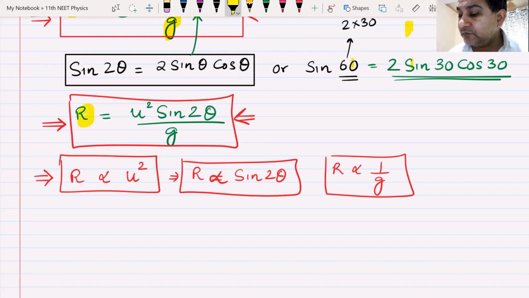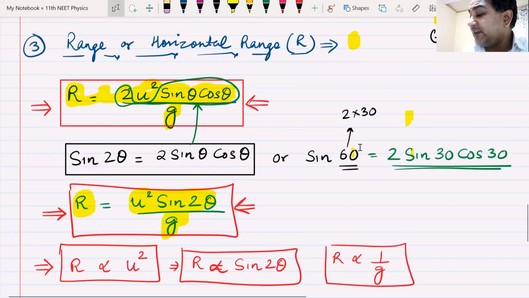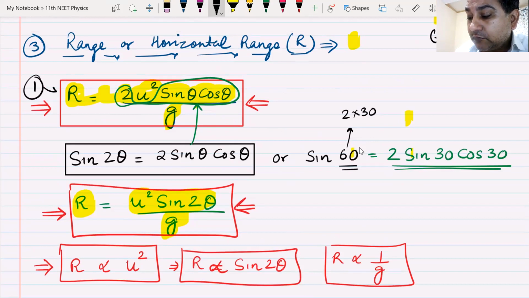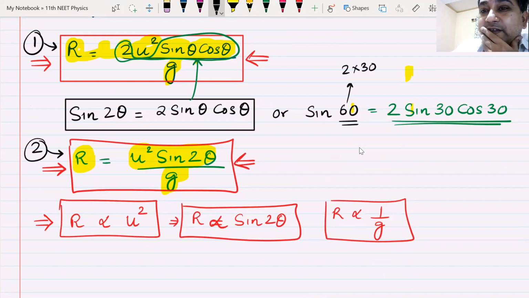Am I clear? So range is u squared sine 2 theta by g. So we have seen 2 different ways of writing range. Number 1, R is 2u squared sine theta cos theta by g. Number 2, range is u squared sine 2 theta by g. Don't need to panic.